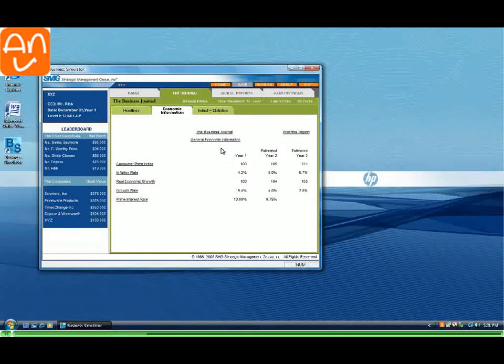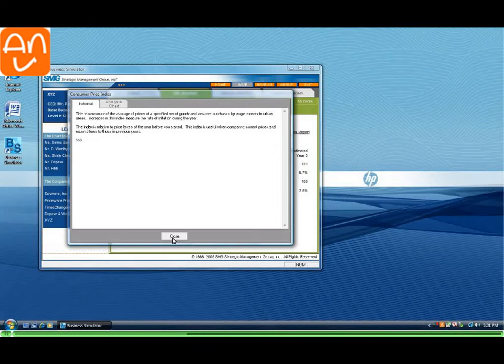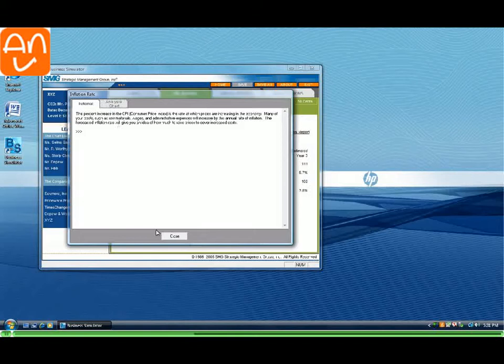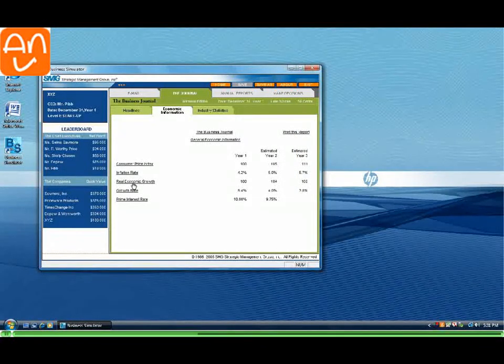Under the economic information, it'll tell you more about the economic conditions that affect your industry. And once you've gone 2 rounds, you will receive a 2-year prediction for economic growth and inflation. This analysis may determine whether or not there will be more of a demand for your product. You can find out more about the terms, again, just by clicking on each of them. Some of these also give you other options, like an analysis chart that you may want to use.